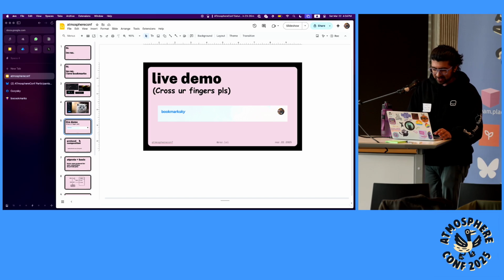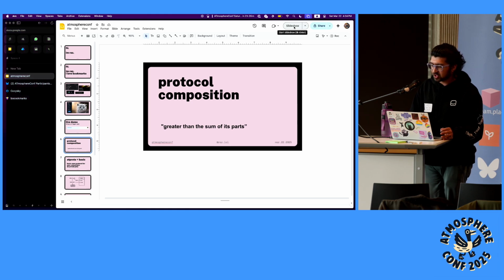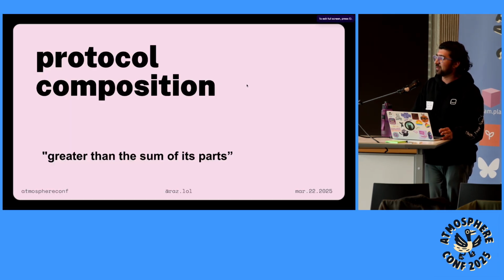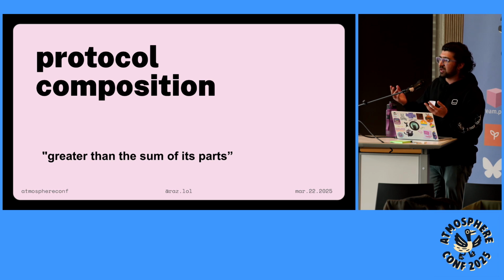So let's go back into how it works. The main idea was to talk about protocol composition, a term that Boris mentioned one day, and I was like, that's a really cool phrase, I'm gonna steal that. It's the idea of using different protocols together, greater than the sum of their parts. Maybe we can combine the social graph, the public data of ATProto, with another protocol that provides private data, and build something that we weren't able to build before.